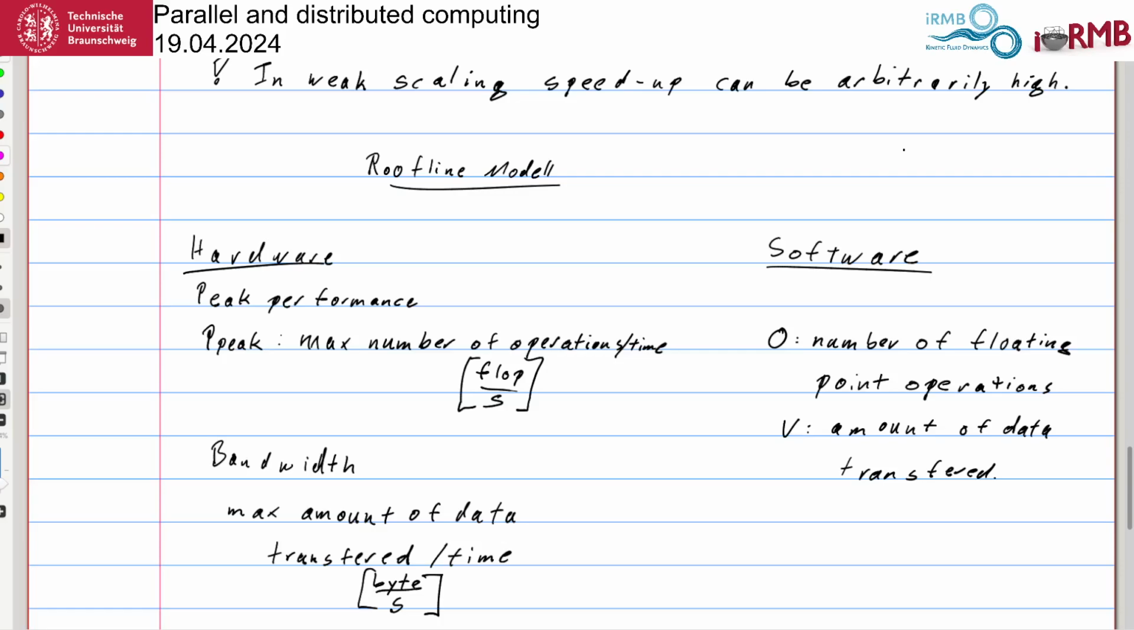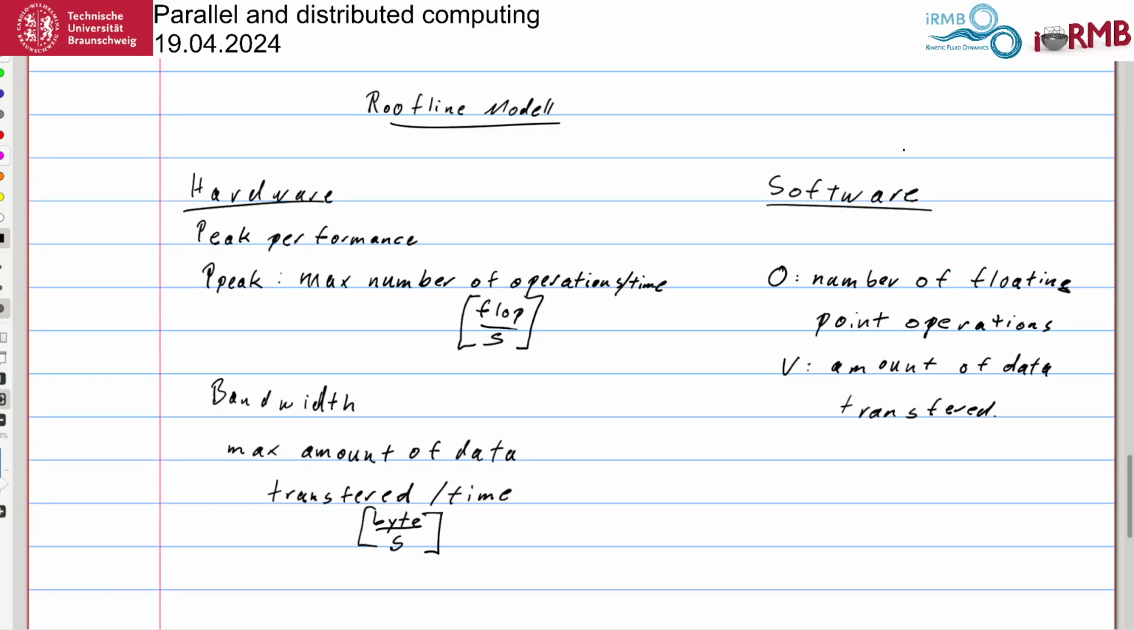Coming back to the software part, there is something that we call computational intensity. This is a feature of your program. We call it I, and it is the ratio between the number of operations and the amount of data that you have to move. Therefore, it comes in units of floating point operations, flop, per byte. This is the computational intensity.